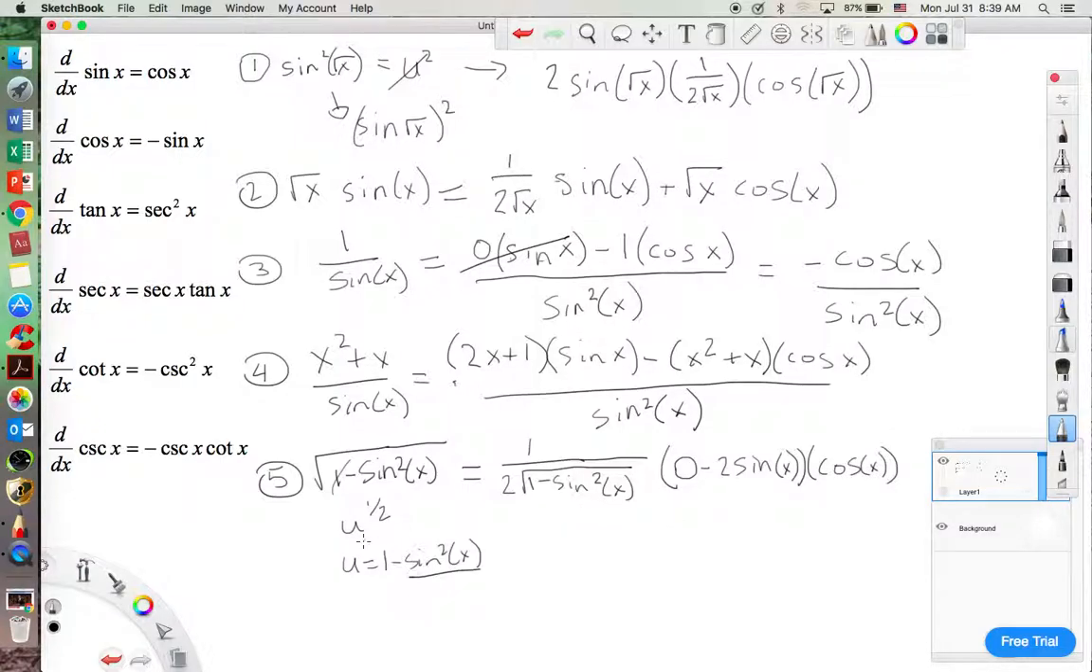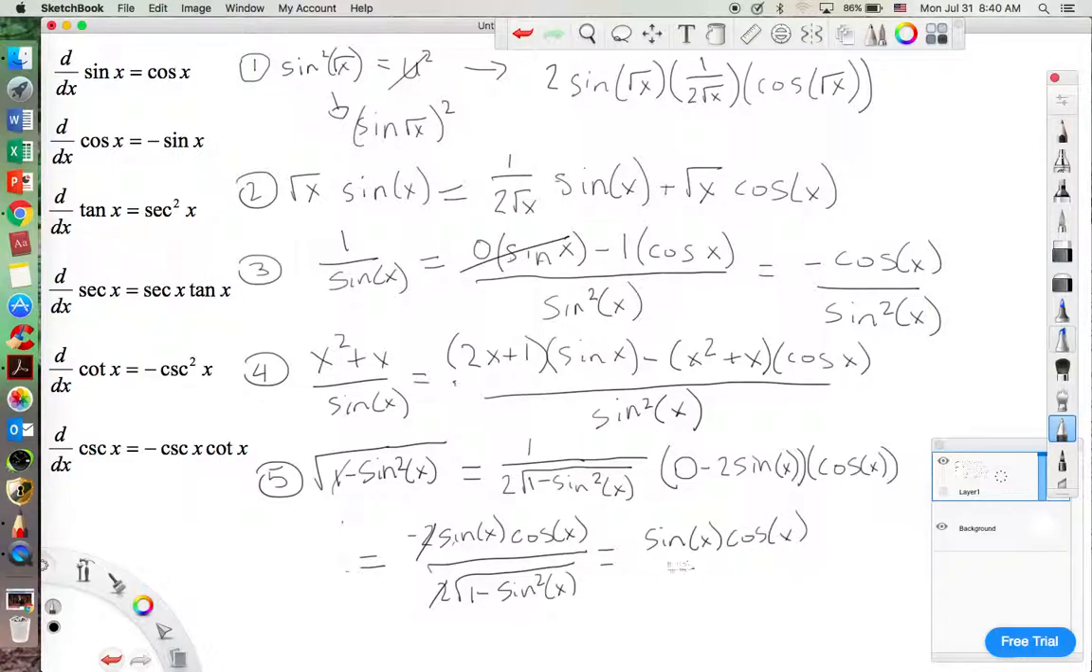And we can simplify here. We have negative 2 sine of x times cosine of x, and all of that is over 2 times the square root of 1 minus sine squared of x. Just get rid of those 2s there. And we end up with sine x cosine x on top, and on the bottom the square root of 1 minus sine squared of x.